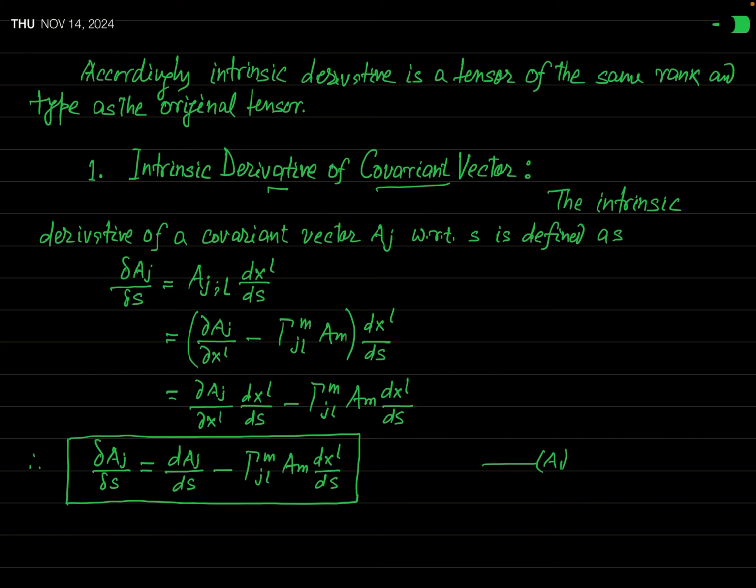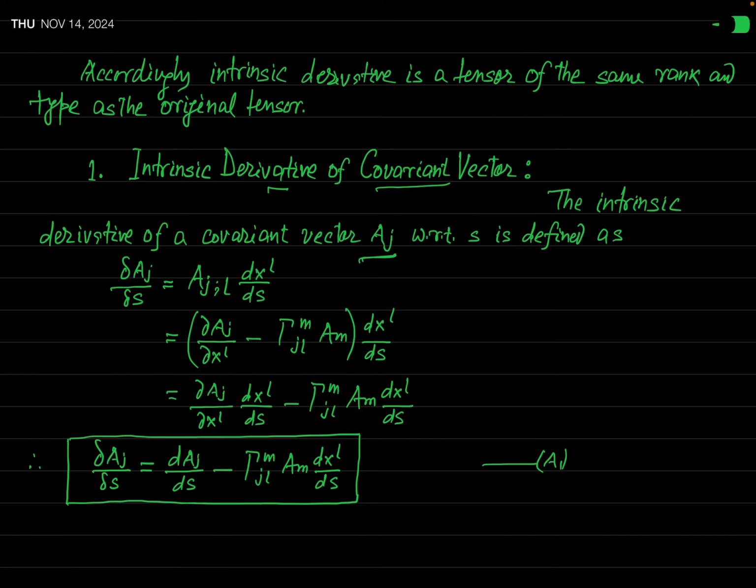But as I have told you, whenever you have to find the intrinsic derivative, first of all, you will have to find the covariant derivative. And then you take the inner product of that very covariant derivative with the factor dx^L by ds. So for this, let us consider this A_j, where you can see that this j is the covariant index and this is a covariant vector.